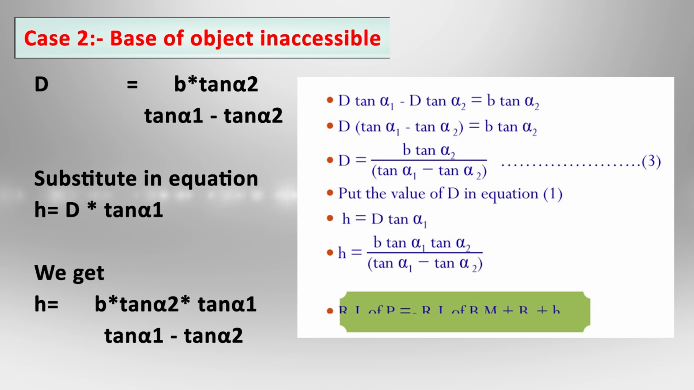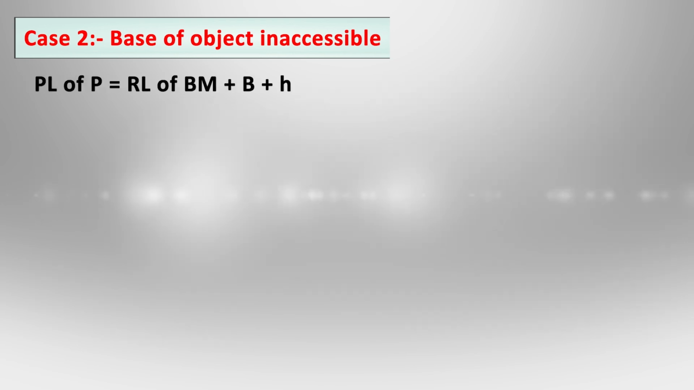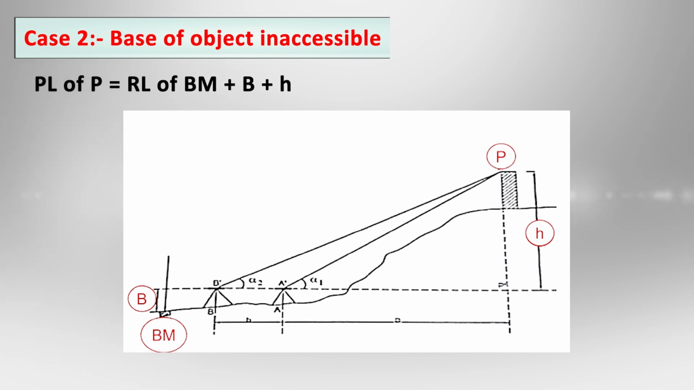So RL of point P will be RL of benchmark plus backside reading plus h. From the figure you can see that alpha 1 will always be greater than alpha 2.